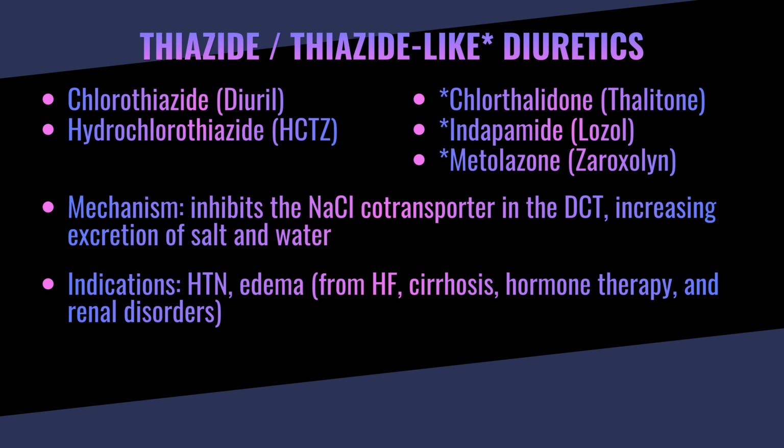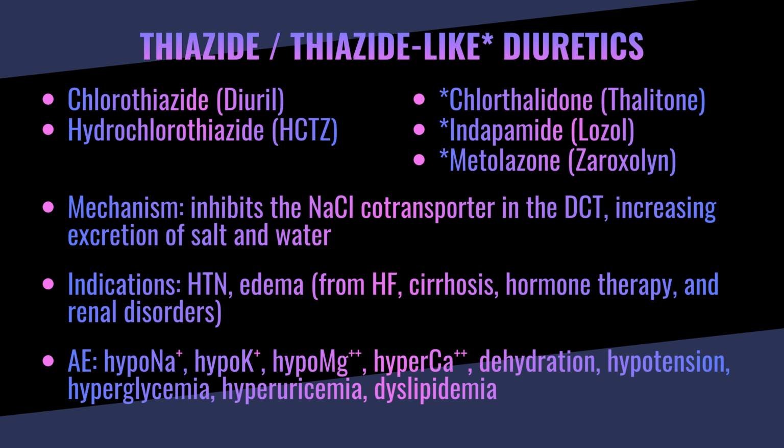Although its diuretic effect is less pronounced, it also is used to treat edema associated with heart failure, cirrhosis, hormone therapy, and renal disorders. Also, like loop diuretics, there is a lot of electrolyte wasting leading to hyponatremia, hypokalemia, and hypomagnesemia. The one opposite electrolyte derangement is calcium. Thiazides can actually increase serum calcium levels. And the remaining adverse effects include dehydration, hypotension, hyperglycemia, hyperuricemia, meaning it can lead to gout, and dyslipidemia.